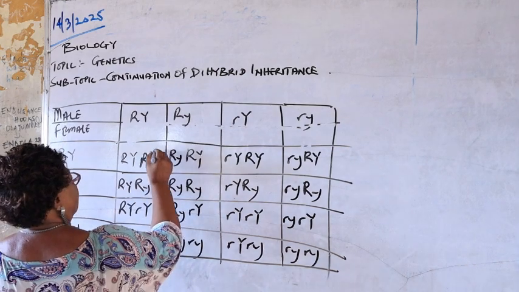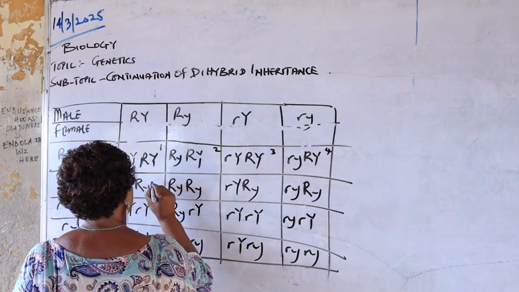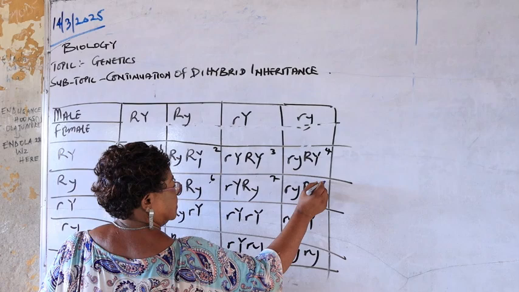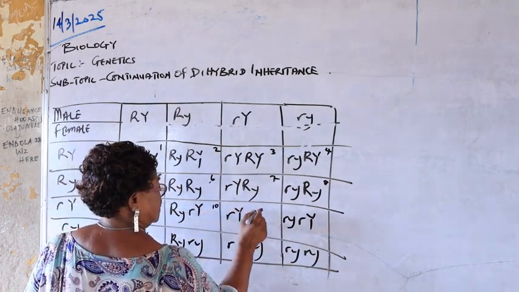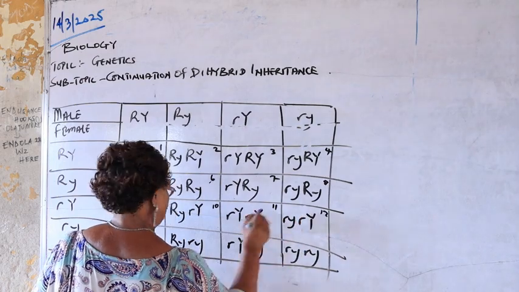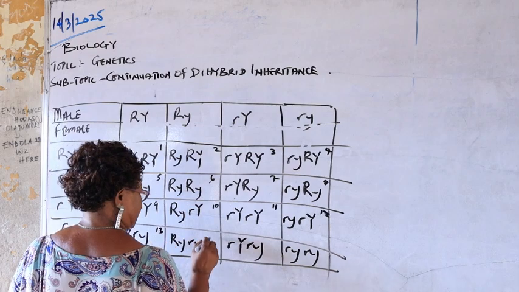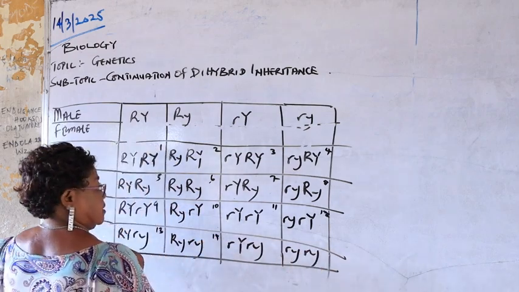Okay, let's see. 1, 2, 3, 4, 5, 6, 7, 8, 9, 10, 11, 12, 13, 14. Something is missing.